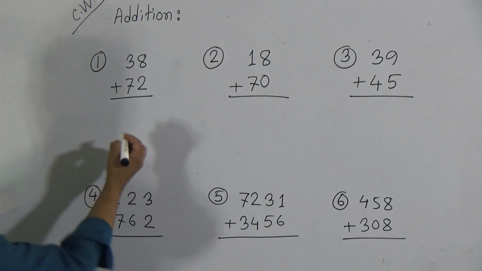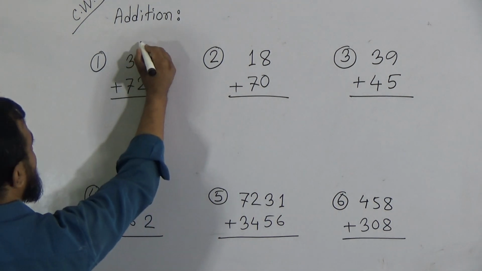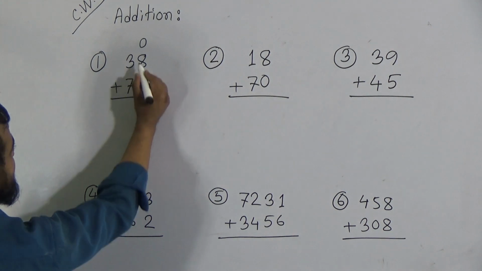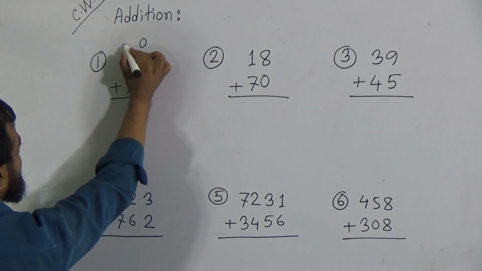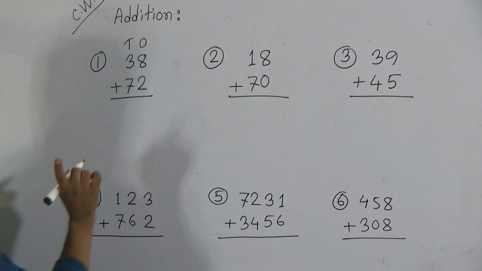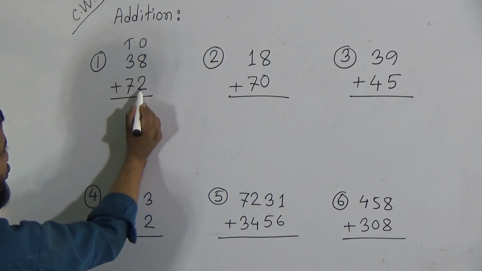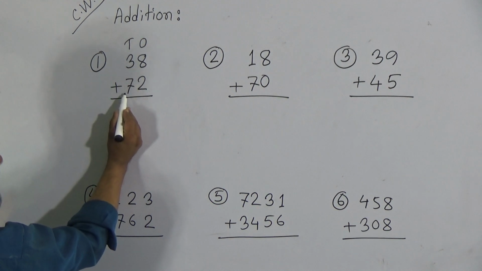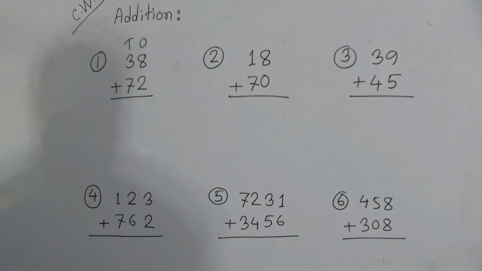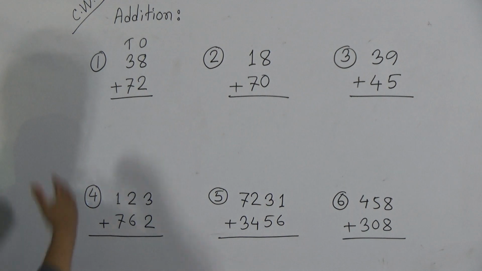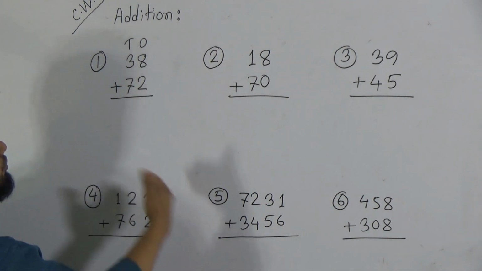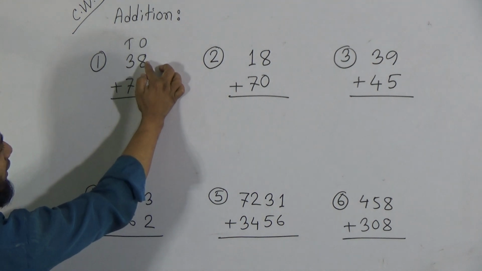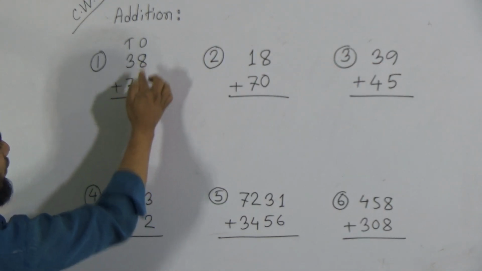First of all, to do that, we need to identify the place values. It's ones place, 8 is in ones place and 3 is in tens place. This means that, my students, 8 and 2, both the digits, are in the ones place, and 3 and 7 both the digits are in the tens place. Now we can add easily. We should start from the right side, that means from the ones place. First of all, we should add 8 and 2 of ones place.